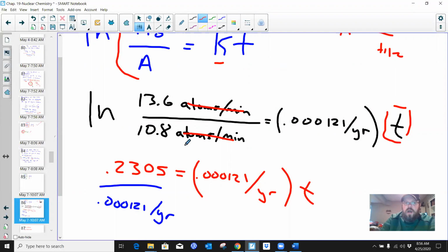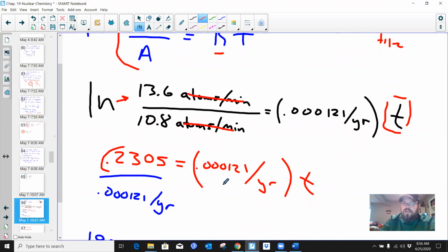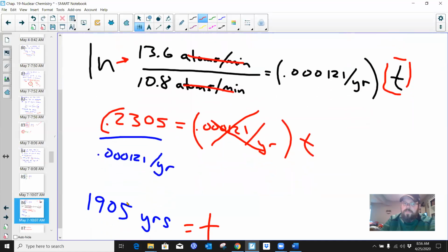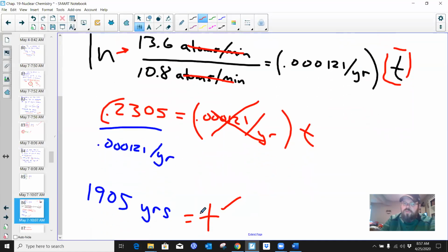Now, the atoms over minutes are going to cancel. So we take the natural log of 13.6 over 10.8, and that will give you 0.2305. So again, it becomes a unitless number on this side. We got 0.00121 over years. In order for me to solve for t and get t by itself, I have to divide both sides by 0.00121. That gets rid of it on this side, and it's going to get t by itself, which is what we want.